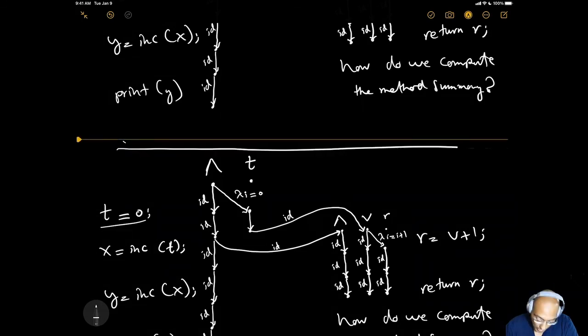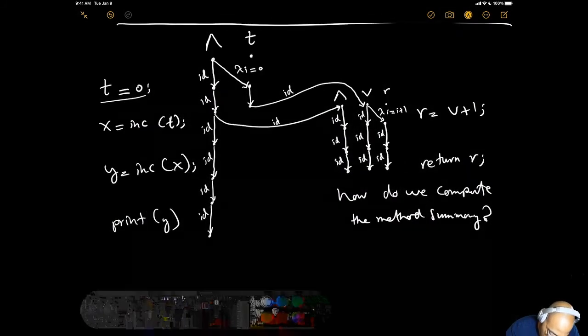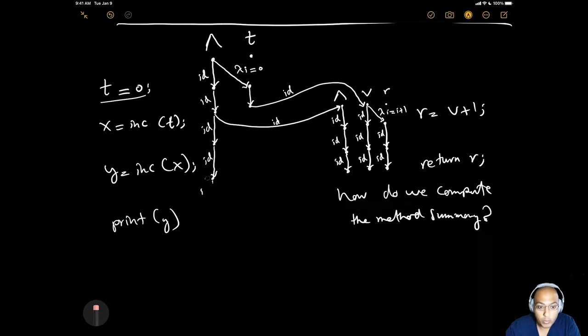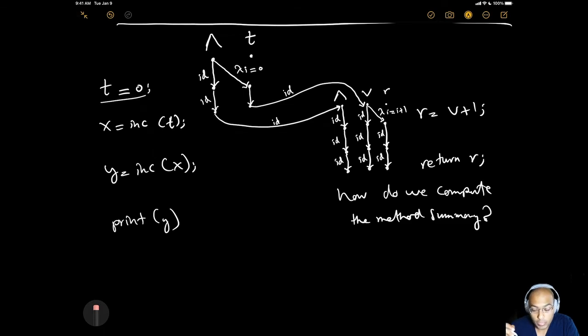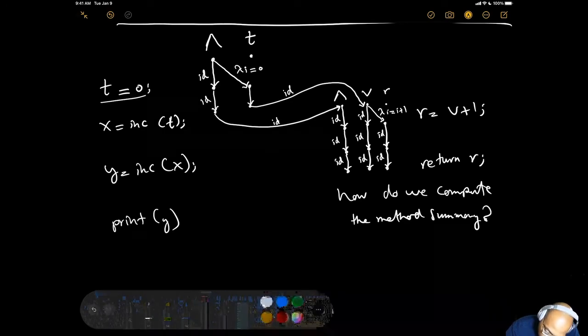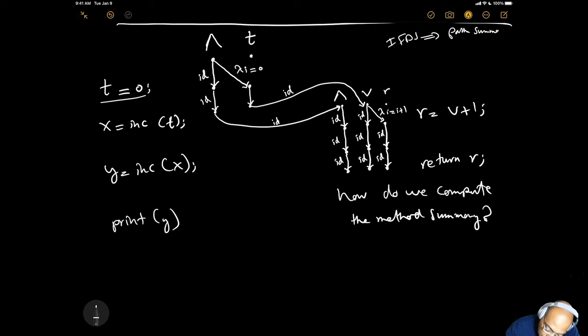There we go. So how are we going to create our method summaries here? The way we're going to do it is something similar to the on-the-fly exploded supergraph construction. In IFDS, if you remember, we computed path summaries. In IDE, on the other hand, we want to compute something called jump functions, which are the equivalent of path edges, sorry, in IFDS.